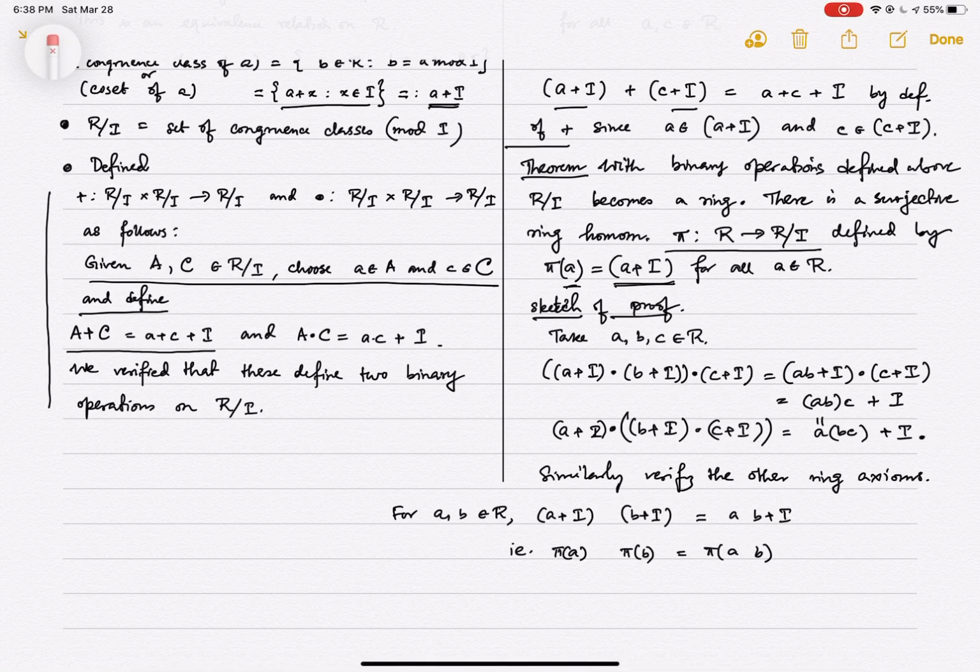You could just change the sums to products. Coset of a times coset of b is coset of a times b, which says that pi of a times pi of b is pi of a times b. So pi is a surjective ring homomorphism.